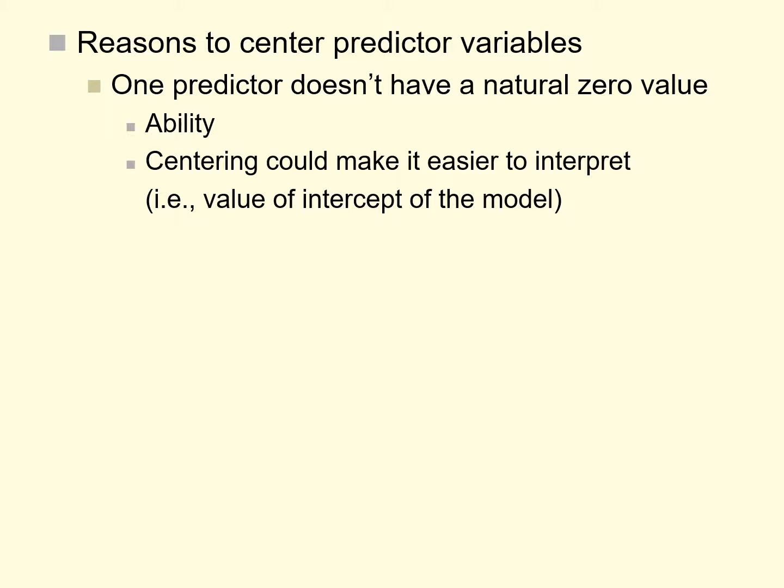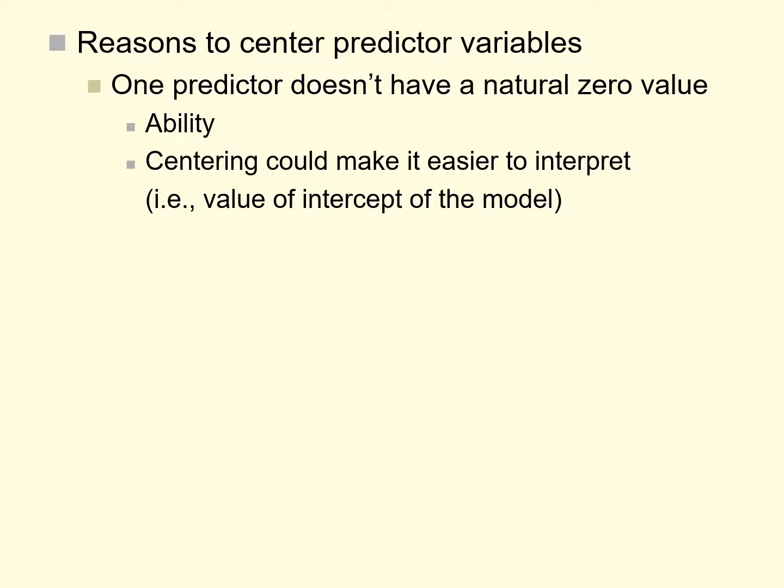So centering the predictor variable, or at least centering that moderator, might help us interpret the intercept of any model that we make with it, because then the intercept is reflecting a prediction for people who are at the average level of ability, or the average level of intelligence.